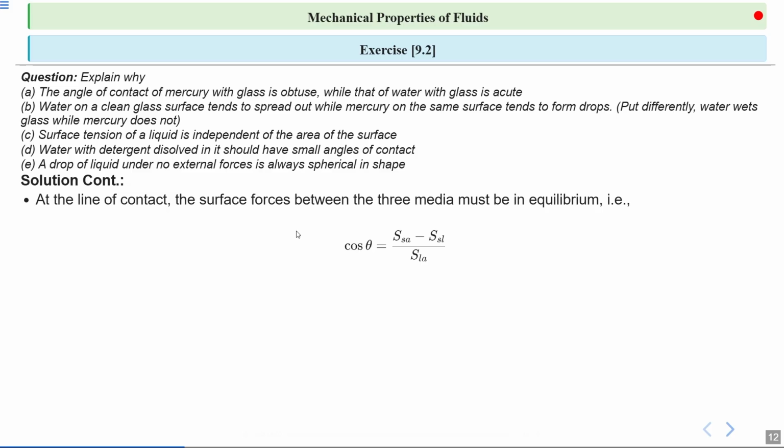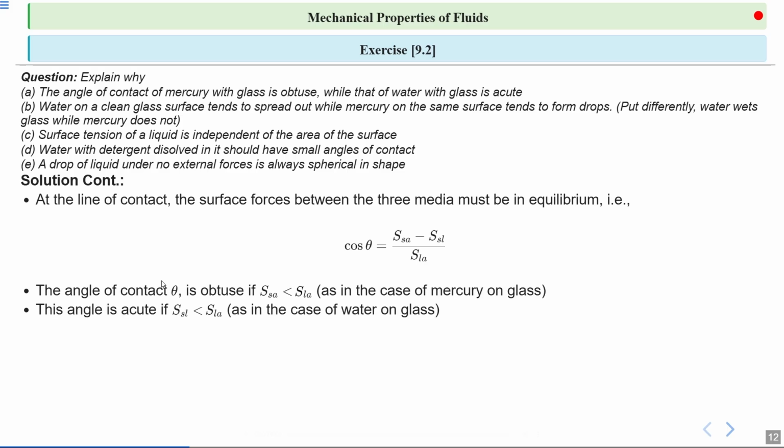So the formula is cos theta equals S_SA minus S_SL divided by S_LA. The angle of contact theta is obtuse if S_SA is less than S_SL, as in the case of mercury on glass. And this angle is acute if S_SL is less than S_SA, as in the case of water on glass.